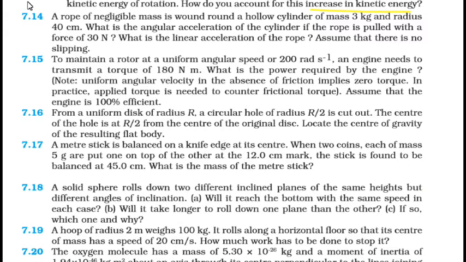Now let us see question number 7.14. A rope of negligible mass is wound round a hollow cylinder of mass 3 kg and radius 40 centimeter. What is the angular acceleration of the cylinder if the rope is pulled with a force of 30 Newton? What is the linear acceleration of the rope? Assume that there is no slipping. So let us see the solution.